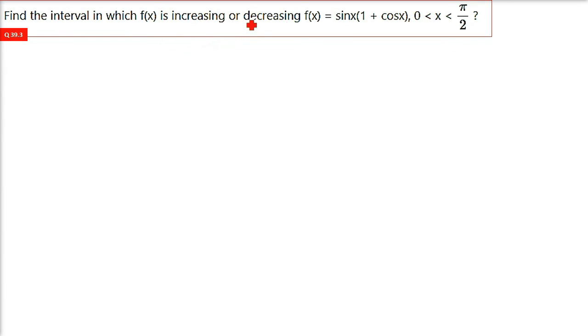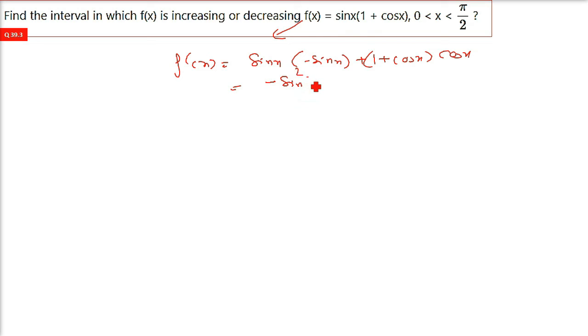Find the interval in which the following function is increasing or decreasing between 0 and pi by 2. First we'll do the differentiation here. What will be the differentiation? F dash x. This is sin x. Now let us differentiate 1 plus cos x. It is going to be minus, the derivative of cos x is minus sin x. Now 1 plus cos x you can write just like this. Differentiation of sin x will be cos x. So this is going to be minus sin square x. Now multiply this 1 plus cos x with cos x. So cos x plus cos square x.